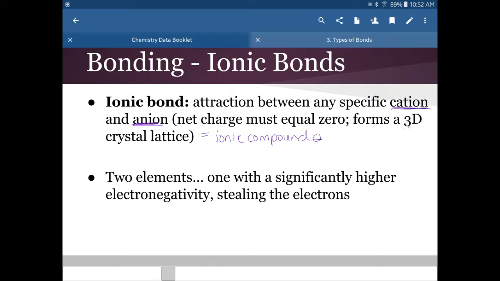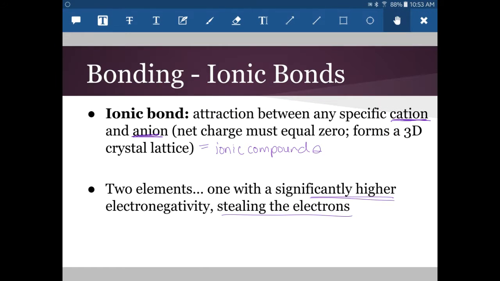Okay, we also form a 3-dimensional crystal lattice, and of the 2 elements that form it, one has a significantly higher electronegativity and it steals the electrons. The other has weak enough electronegativity that it just gives up. It doesn't even participate in the tug of war. The other element just steals that rope, runs with it, and runs away. Okay, so this is called an ionic bond. We have a full transfer of electrons. Now I might jot that down, transfer of electrons.